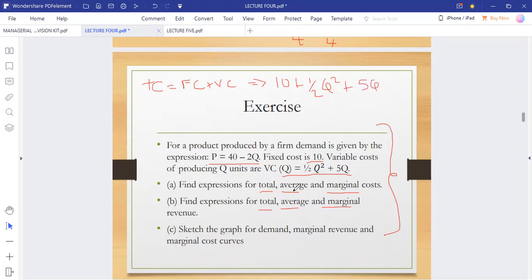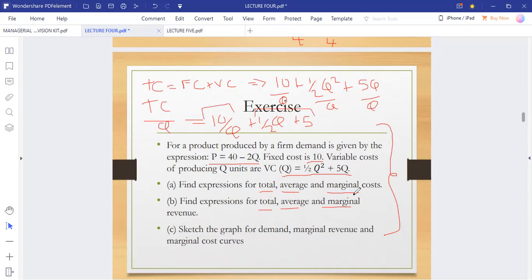Average cost. What is the average? Total cost divided by quantity. So you divide each individual term here by quantity. This part here will remain as what? 10 over Q. This part here will remain as what? Half, but with one Q, since the Qs were two. This last part here remains with no Q. So that's 5. Of course, this one is called your average fixed cost, and this one is called your average variable cost.